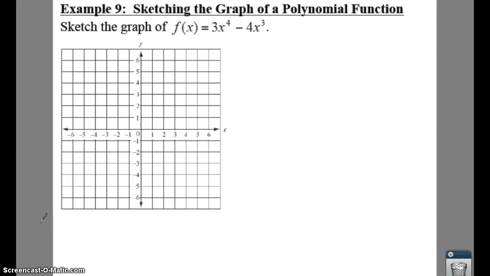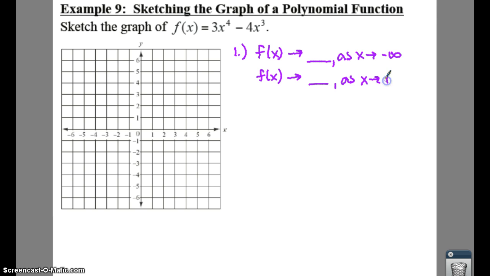All right, so then for example 9, what we're going to do here is sketch a graph of a function, and we're going to start off by using our leading coefficient test. So we're going to look at what our y is doing as x approaches negative infinity, so on the left side of the graph. Then we're going to look at what our y values are doing as x approaches positive infinity. So that means as it's going to the right.